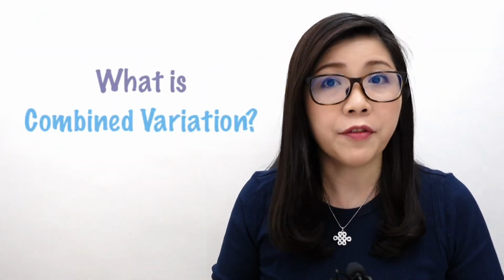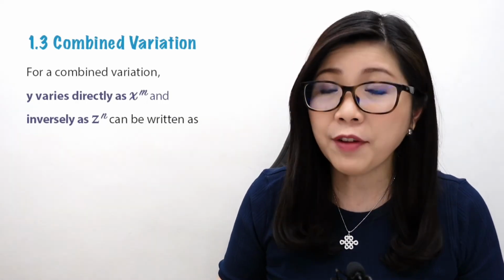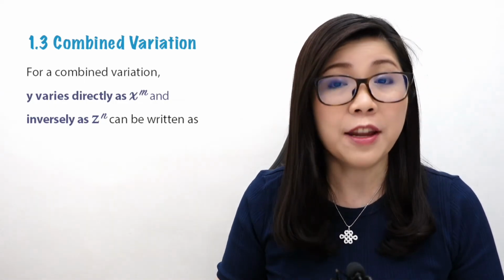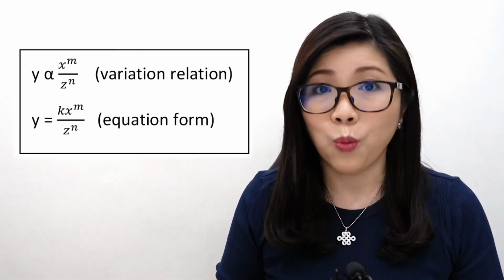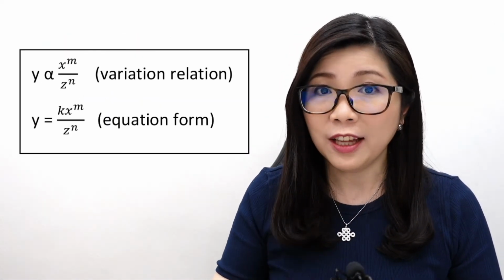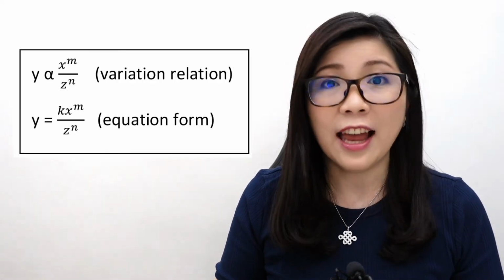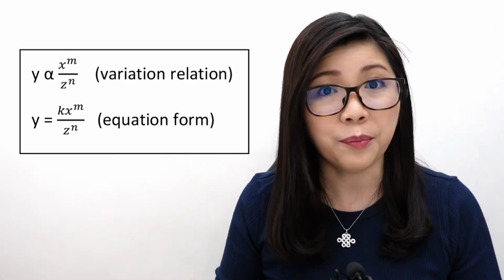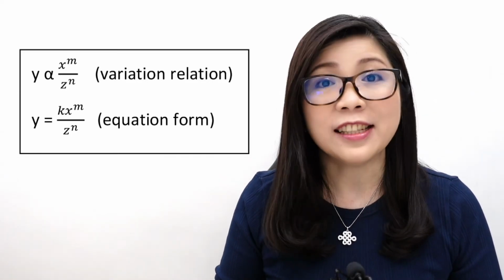What is a combined variation? A combined variation consists of direct variation and inverse variation. For a combined variation, y varies directly as x to the power of m and inversely as z to the power of n, and can be written as y proportional to x to the power of m over z to the power of n, and this is called the variation relation. And then we have to change it into equation form, which is y equals k x to the power of m over z to the power of n.